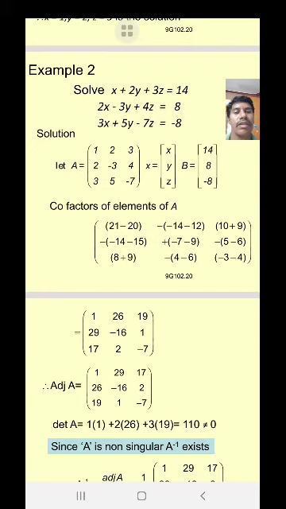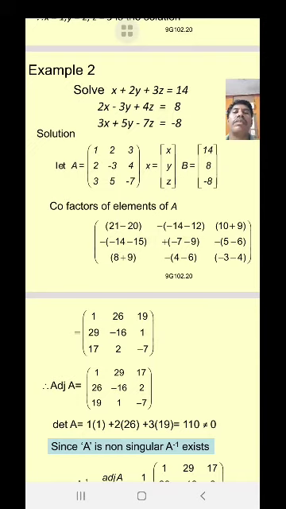Solution. Let A equal the matrix 1, 2, 3; 2, minus 3, 4; 3, 5, minus 7. Same as in the previous example, how we wrote it, here also taken the same. X equals the matrix x, y, z and B equals 14, 8, minus 8.